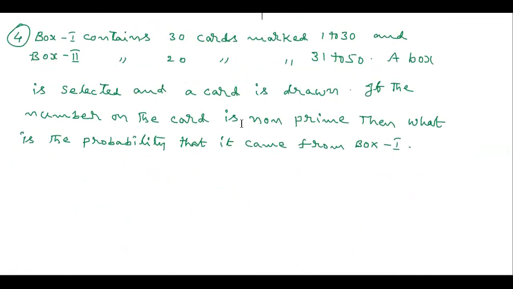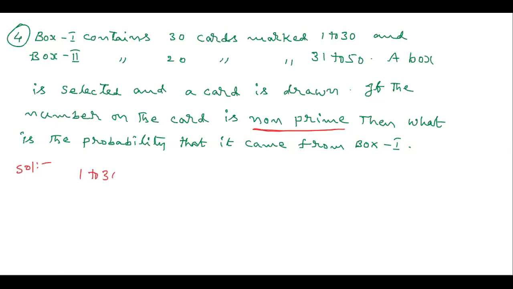Next, fourth question. See that box 1 contains 30 cards marked 1 to 30 and box 2 contains 20 cards marked 31 to 50. A box is selected and a card is drawn. If the number on the card is non-prime, just remember it, non-prime, then what is the probability that it came from box B1? So here we can identify the prime numbers, then automatically we get non-prime numbers.